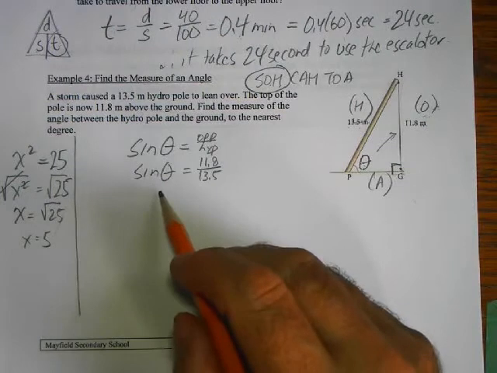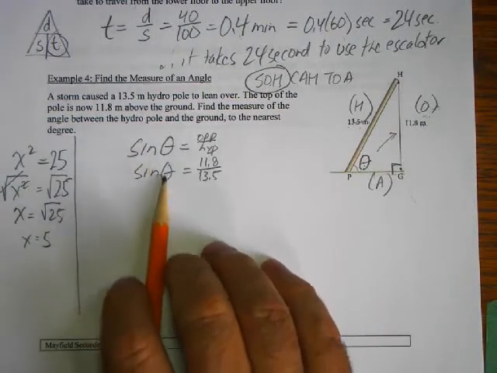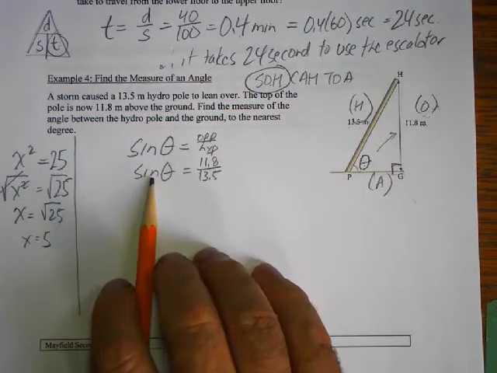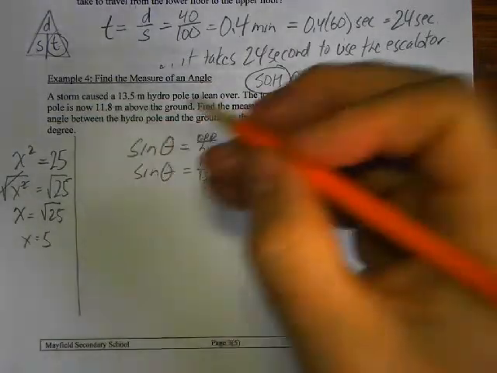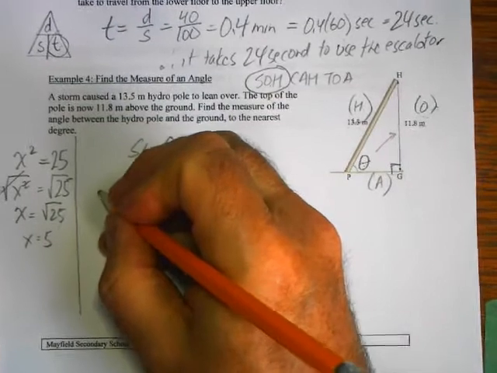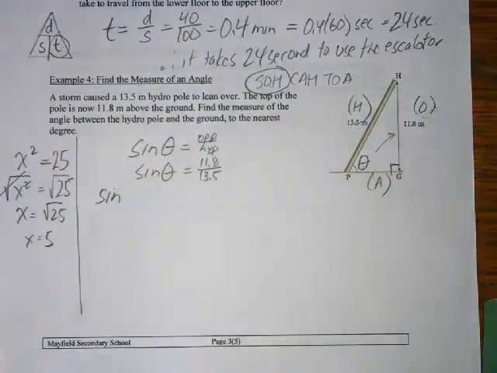We have to undo this sine thing, and the way we do that is with something called sine inverse. Sine inverse means it's the opposite of sine. The way that's written is, you see it on the first page. See if I can pull that up.